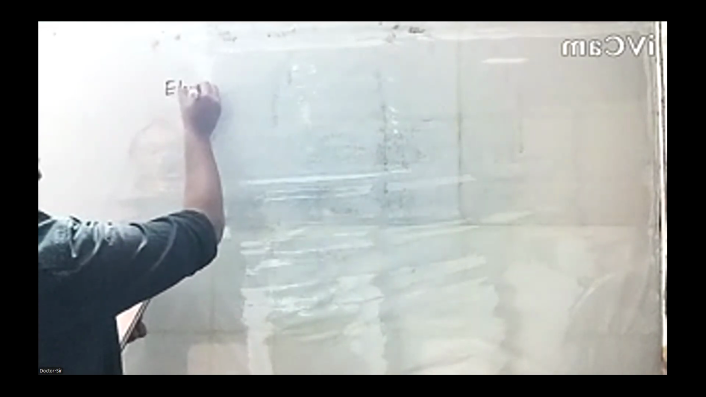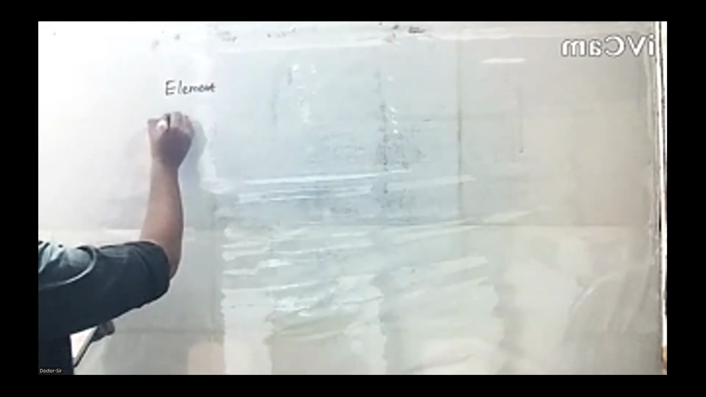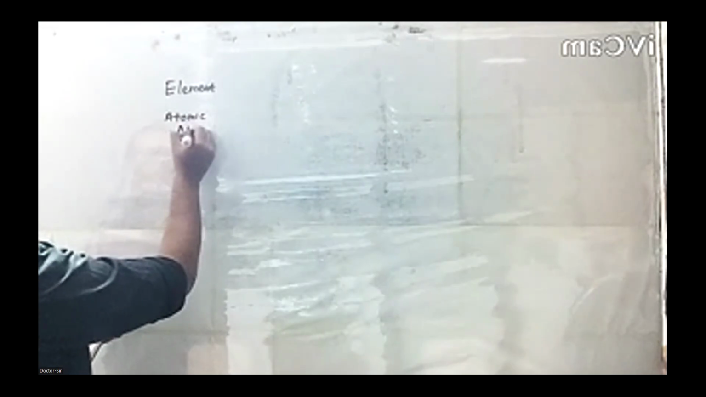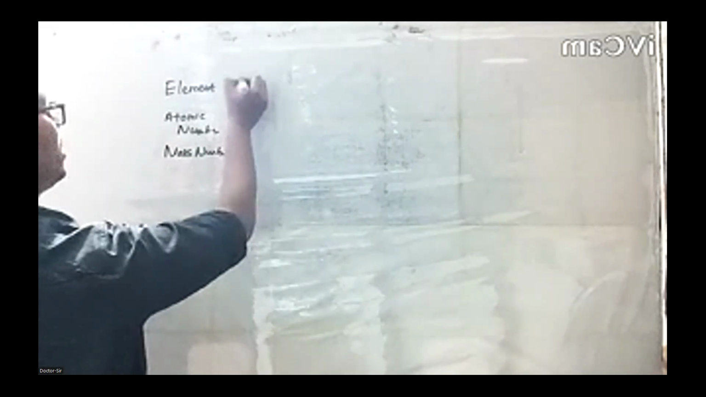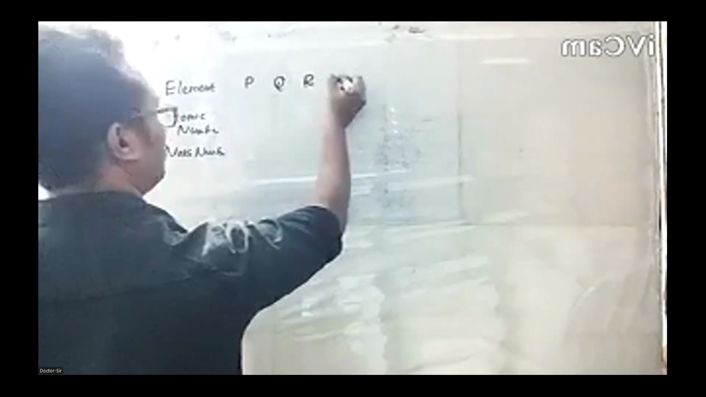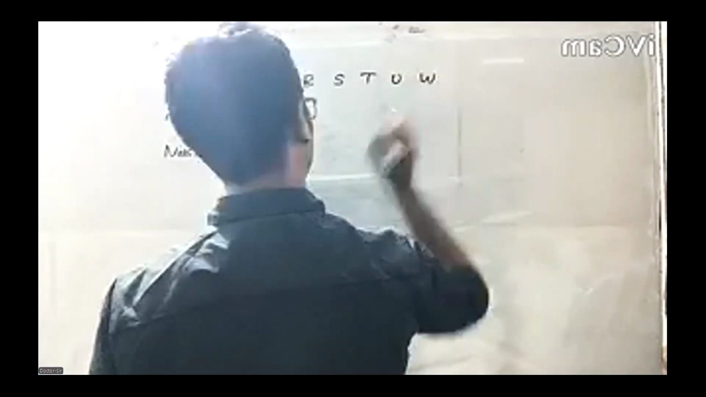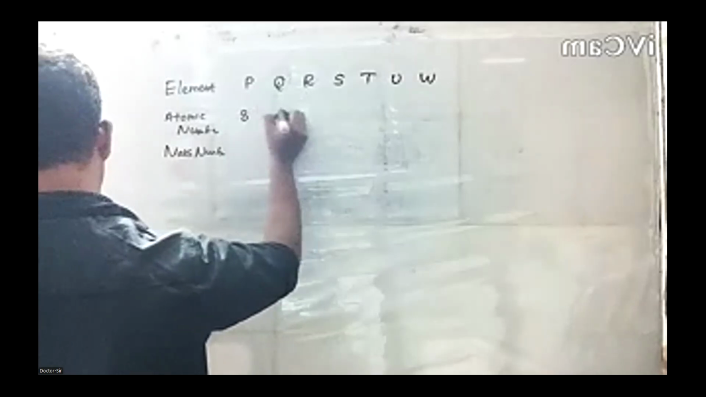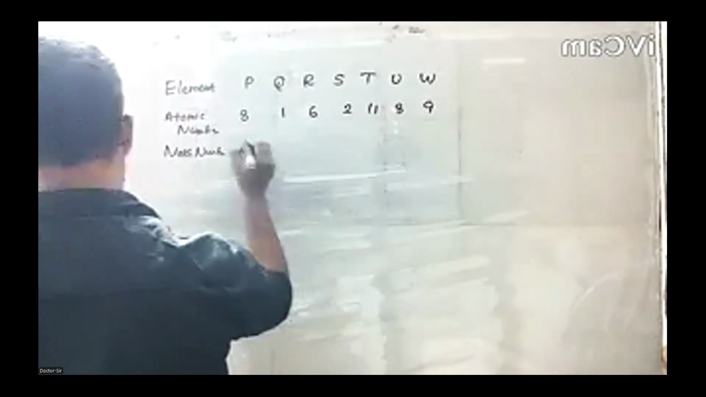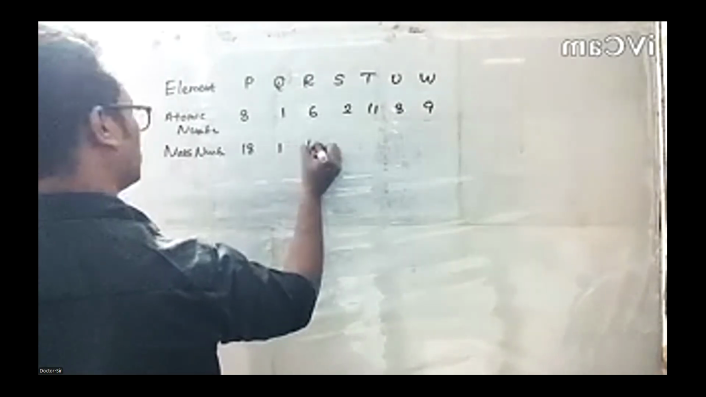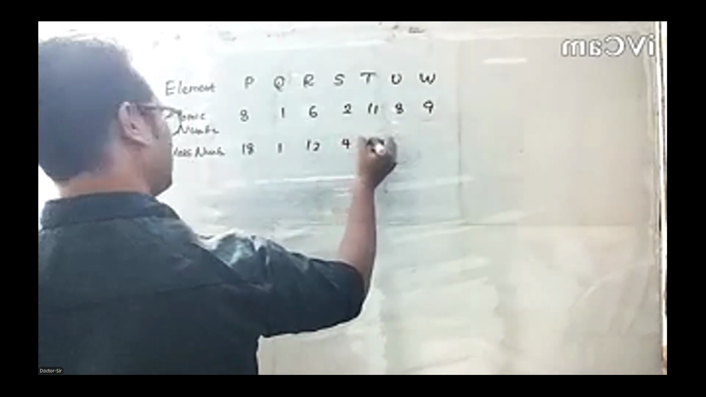Discuss about that matters later. Right now we will move on to the second structured question. They have given some elements in a table. They are given the atomic number and the mass number as well. The elements are P, Q, R, S, T, U, W. The atomic numbers are 8, 1, 6, 2, 11, 8, 9, and the mass numbers are 18, 1, 12, then 4, 23, 16 and 19.